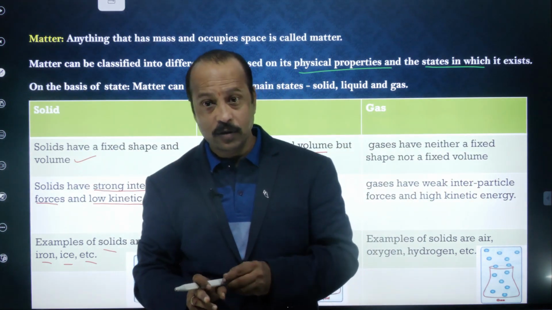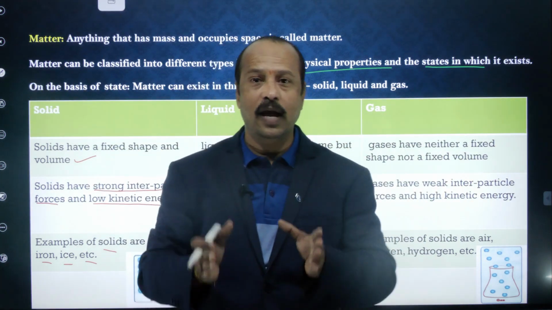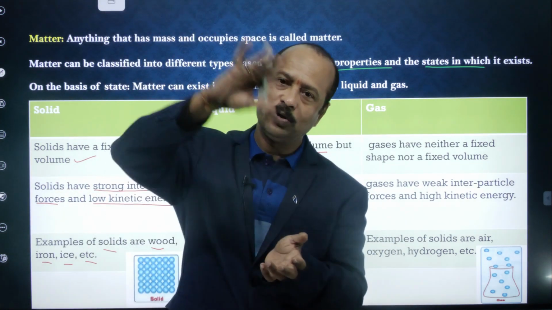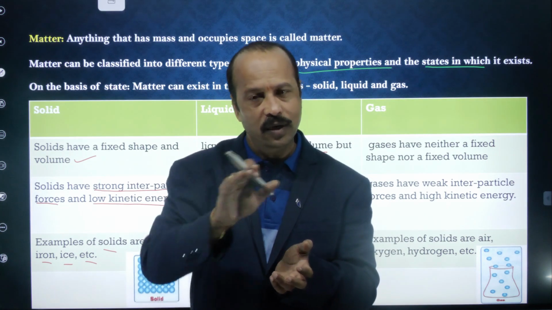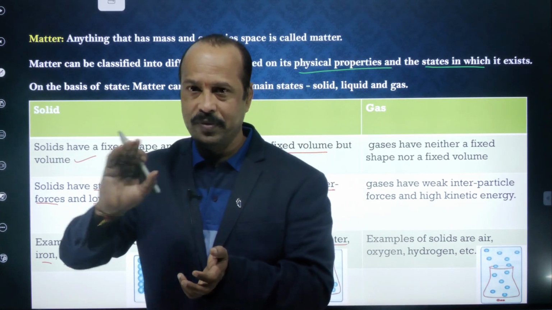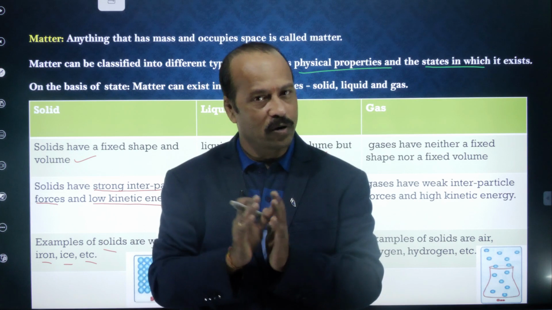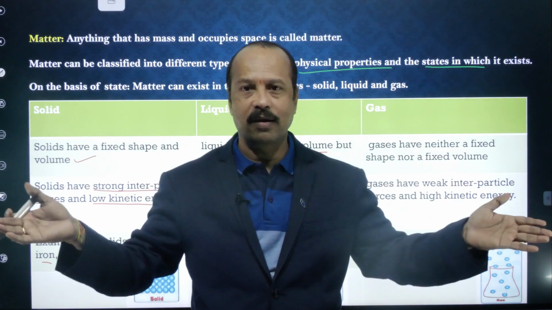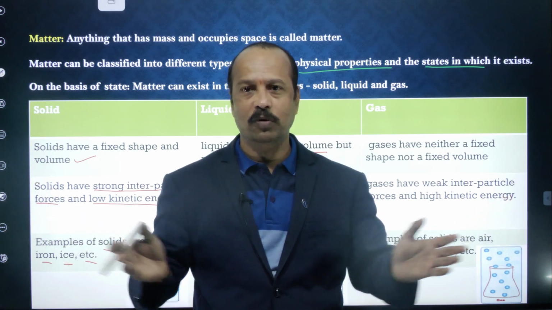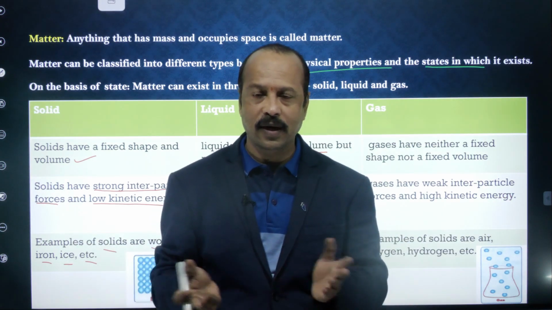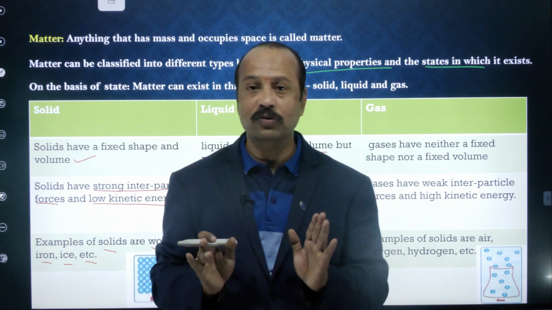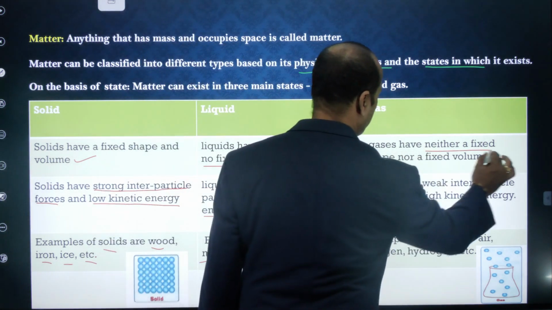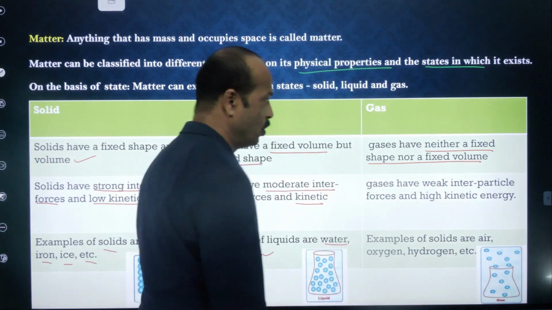Yes or no? Now, for example, if I take a 1 liter bottle and I fill only half a liter of liquid, does it occupy the total 1 liter bottle? No, it only occupies half the space of the bottle, right? But here the gas occupies the entire volume of the room. So that's why gases have neither a fixed shape nor a fixed volume.